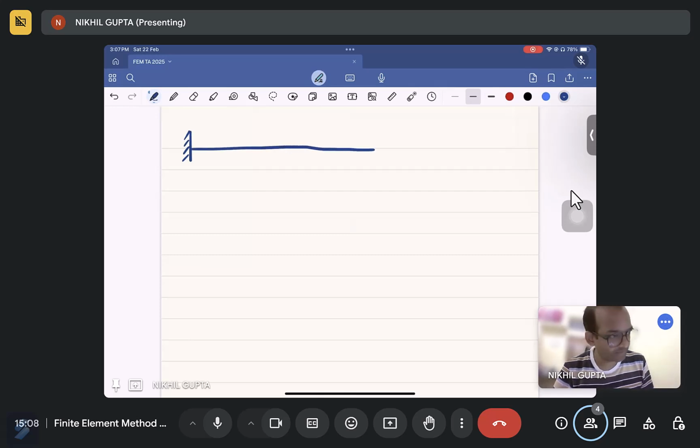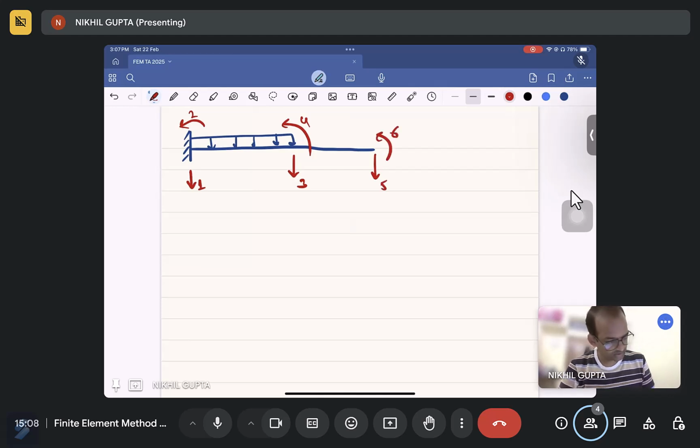This is a beam. Loading is given like this. So I'll mark the nodes: this is 1, this is 2, this is 3, this is 4, this is 5, and this is 6. So this is element number 1 and this is element number 2. Now the full length is 2L, so this will be L and this will be L.